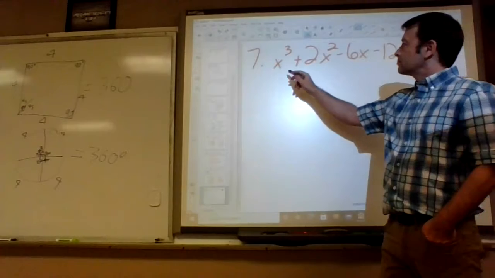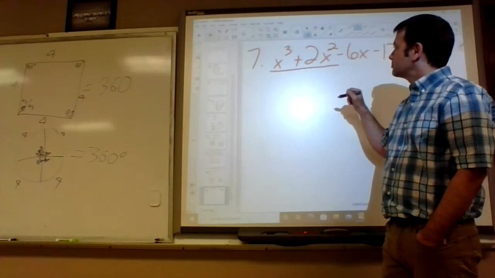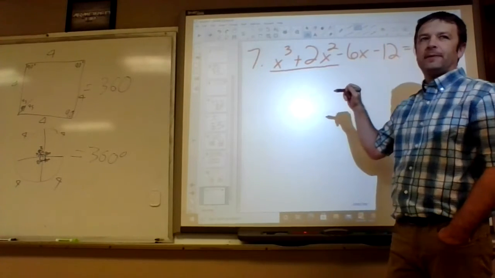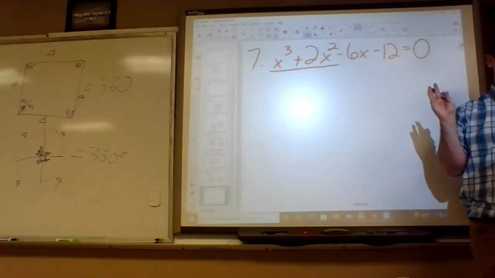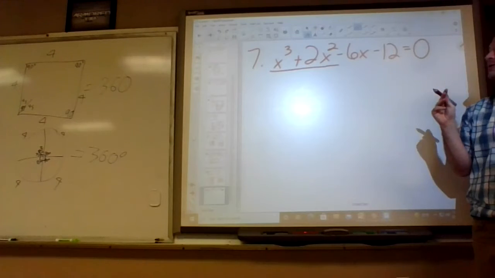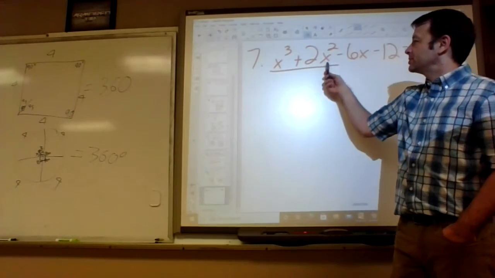You did x cubed plus 2x squared. See what you can take out of the first two terms. What goes into both of these? X squared.